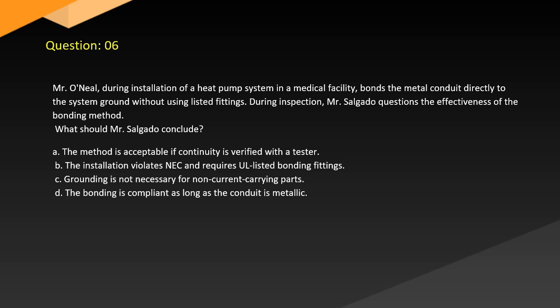A. The method is acceptable if continuity is verified with a tester. B. The installation violates NEC and requires listed bonding fittings. C. Grounding is not necessary for non-current carrying parts. D. The bonding is compliant as long as the conduit is metallic.